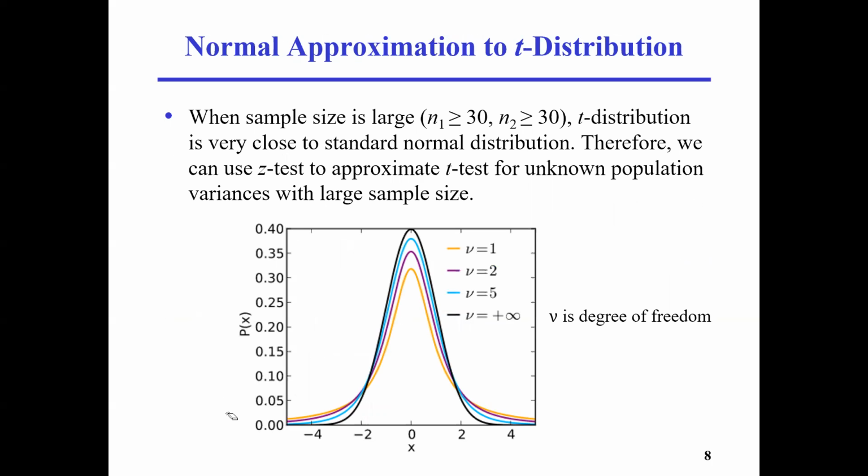And also, if your sample size is large enough, say we have two samples, both of them have a sample size larger than 30. If that was the case, t-distribution is very close to standard normal distribution. Then you can simply use z-test. Of course, you can stick with z-test, right? But if these two samples are big enough, you don't have to use t-test. Simply use z-test so that you don't have to consider if these two unknown variances are equal or not equal to each other. So that's a shortcut.